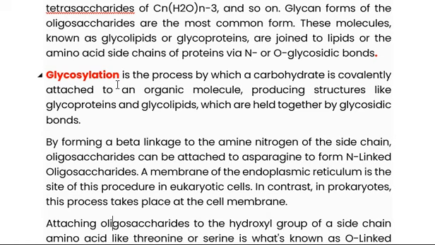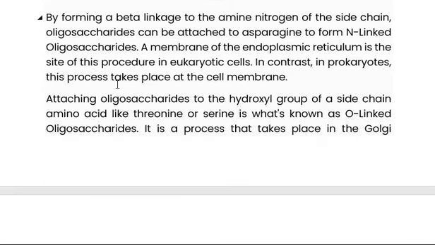By forming a beta linkage to the amine nitrogen of the side chain, oligosaccharides can be attached to asparagine to form N-linked oligosaccharides. The membrane of the endoplasmic reticulum is the site of this procedure in eukaryotic cells. In contrast, in prokaryotes, this process takes place at the cell membrane.